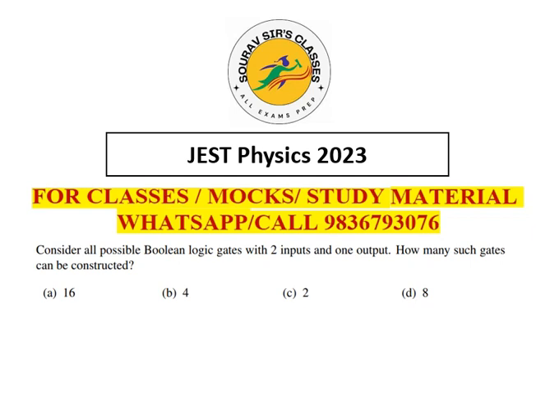Let us solve one problem from electronics of JEST Physics 2023 paper. The problem states that consider all possible Boolean logic gates with 2 inputs and 1 output. How many of such gates can be constructed?